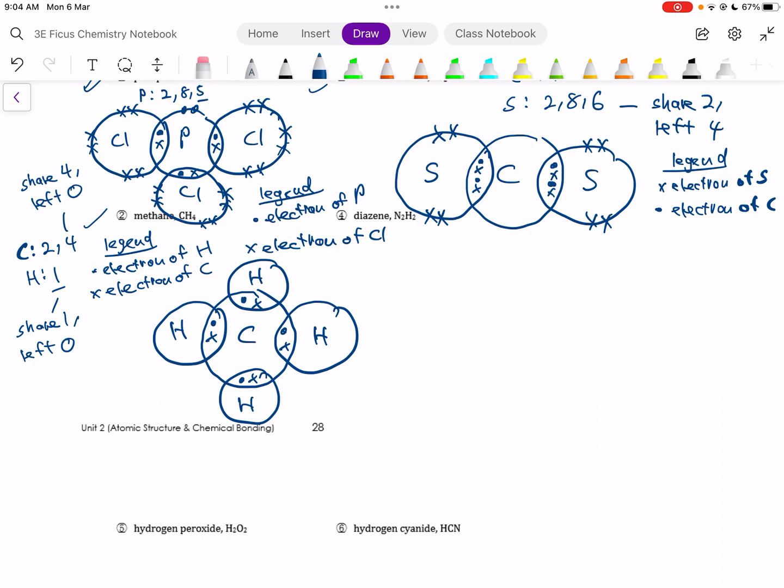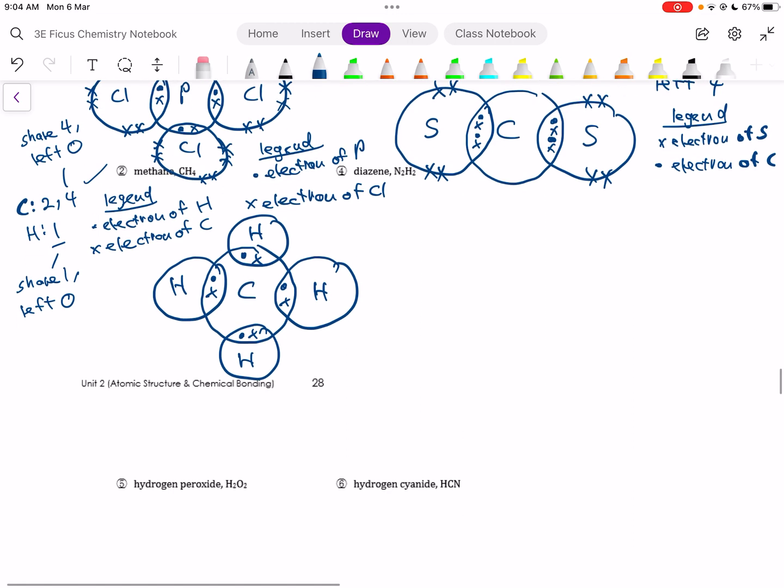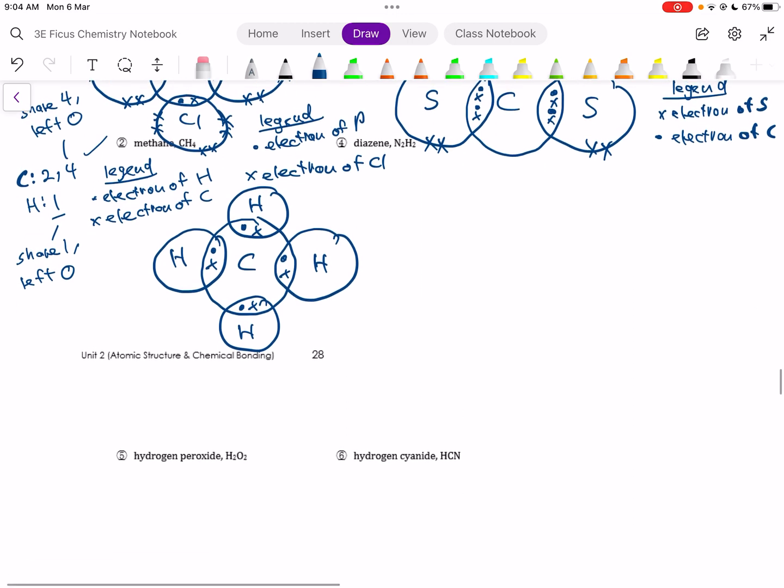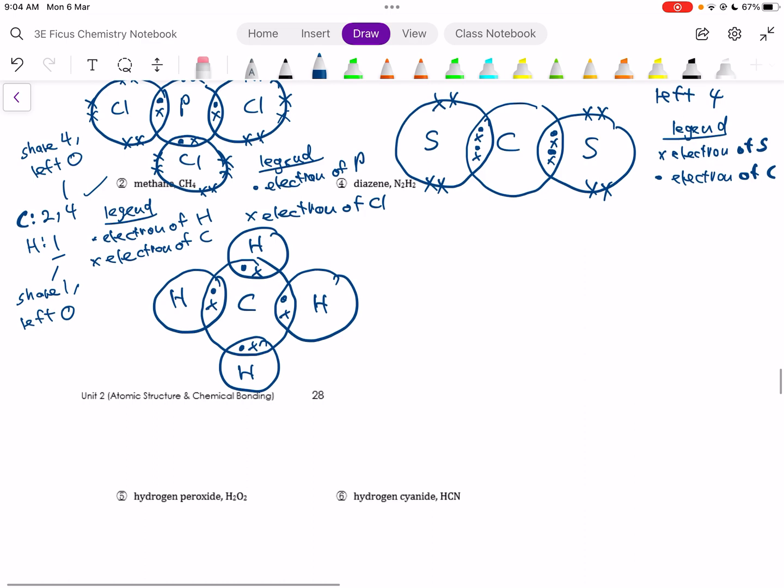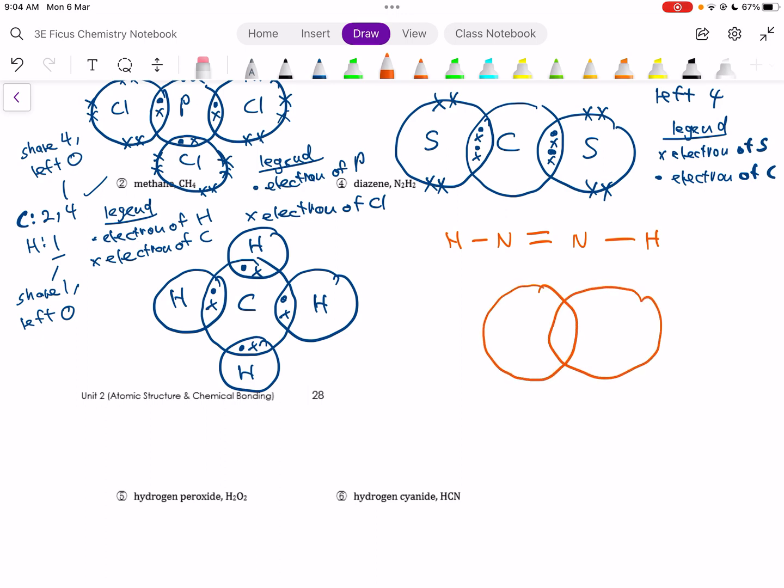Then I also have the more weird ones like diazine, sodium, hydrogen peroxide. All these would be better if you use the structural formula to start drawing. Let me show you. Diazine, for example, nitrogen, nitrogen, hydrogen, hydrogen. Nitrogen can form 3 bonds, that means share 3 electrons. So this is how they are arranged. From there, I try to construct my dot and cross diagram this way.